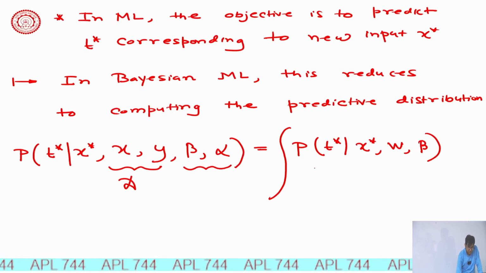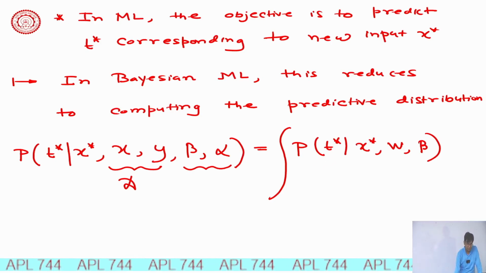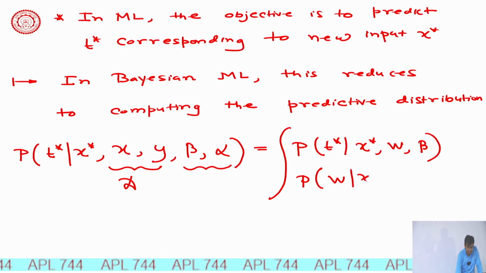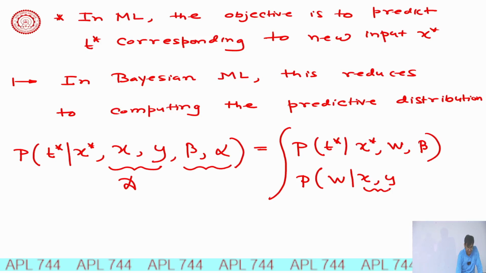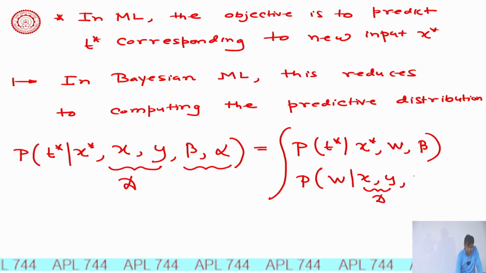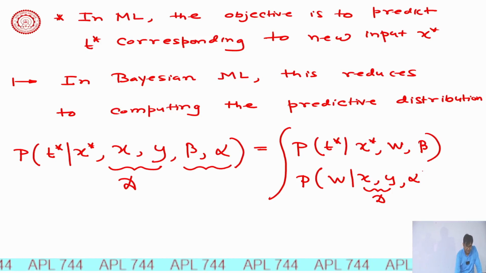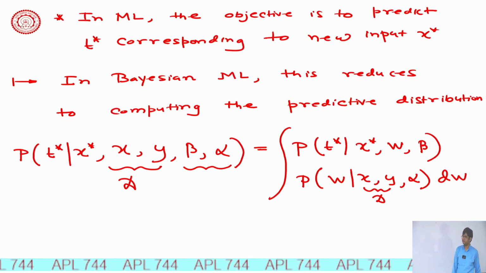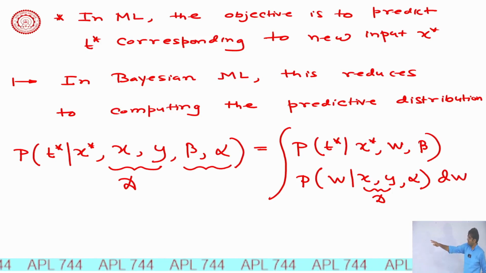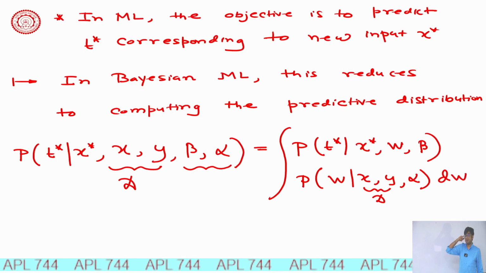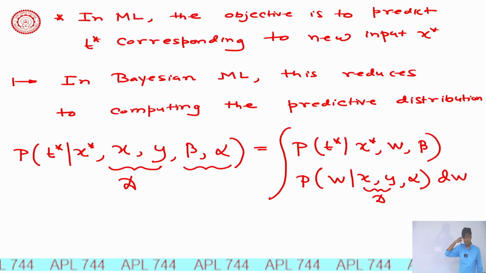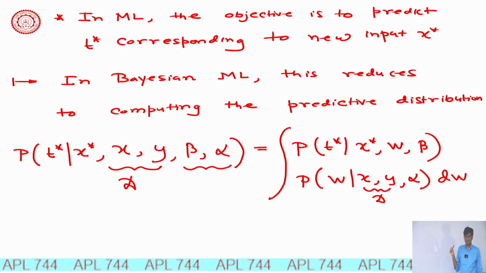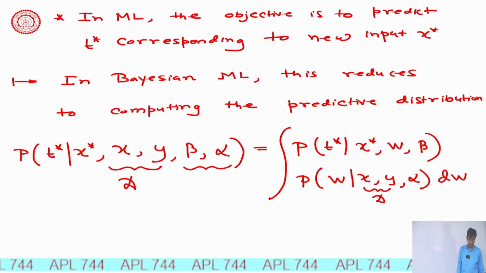But on the left hand side W is not there. So that is equal to probability of W given X comma Y, so this is your data basically, and also your alpha, which is your prior parameter, and then you will integrate over W. So what law have I used here? First I have used the product law, then I have used the conditional independence to remove some of the terms, then I have used the sum law. Integration is a sum law. So you are getting this by using the sum and product law.